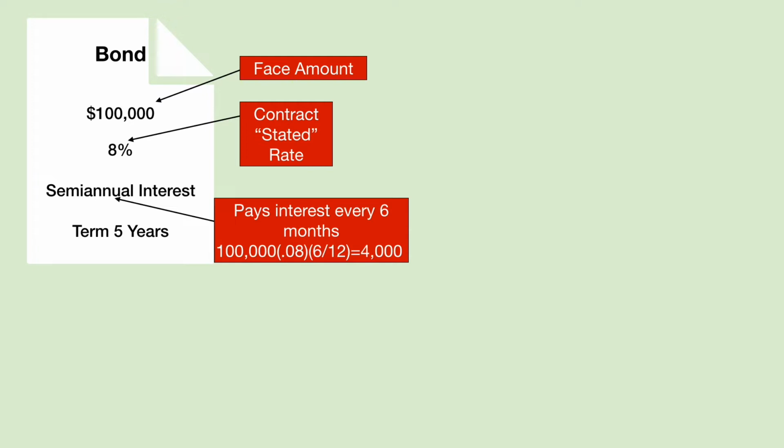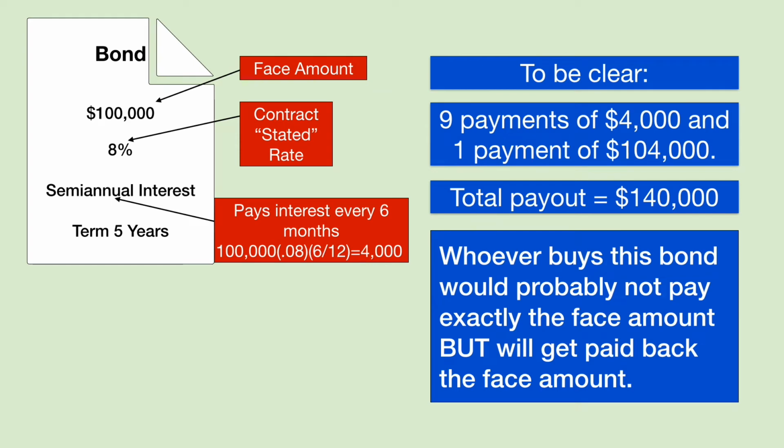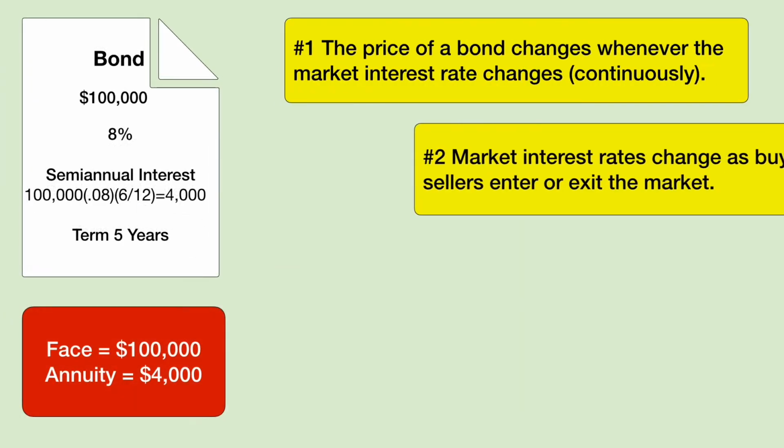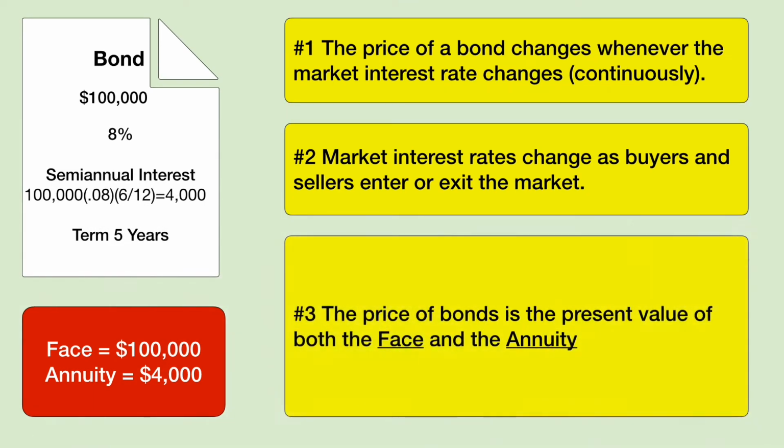But that doesn't mean that the amount borrowed was $100,000. That just means that after 5 years, $100,000 will be paid back. Even though this bond will pay back $100,000 at the end of 5 years, that's not the amount of money that a buyer will necessarily pay or lend to buy this bond.